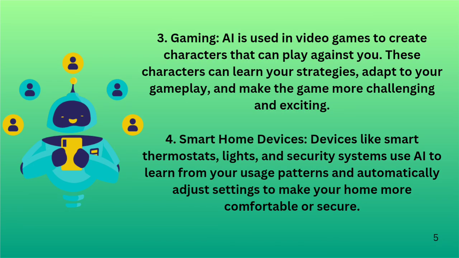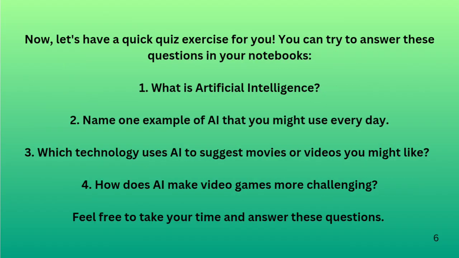3. Gaming. AI is used in video games to create characters that can play against you. These characters can learn your strategies, adapt to your gameplay, and make the game more challenging and exciting. 4. Smart home devices. Devices like smart thermostats, lights, and security systems use AI to learn from your usage patterns and automatically adjust settings to make your home more comfortable or secure.